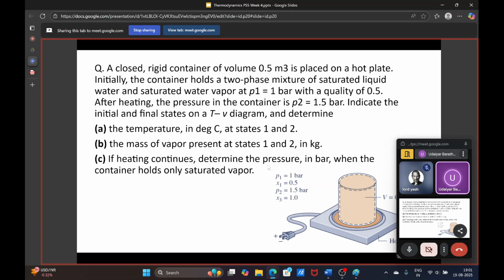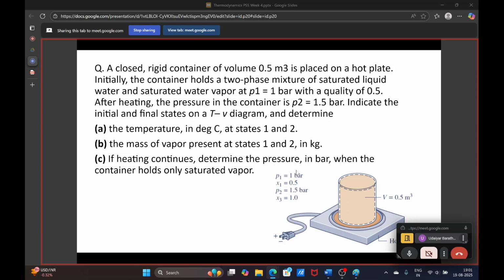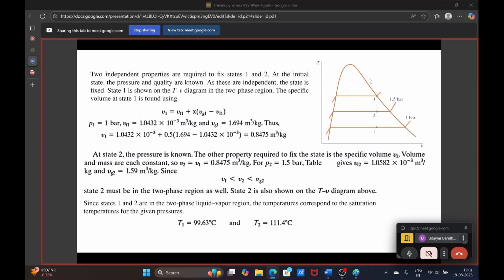And if the heating continues, determine the pressure in bar when the container holds only saturated vapor. So that's what it asks. Let's see how to solve this. This is how the process looks in a T-v diagram.